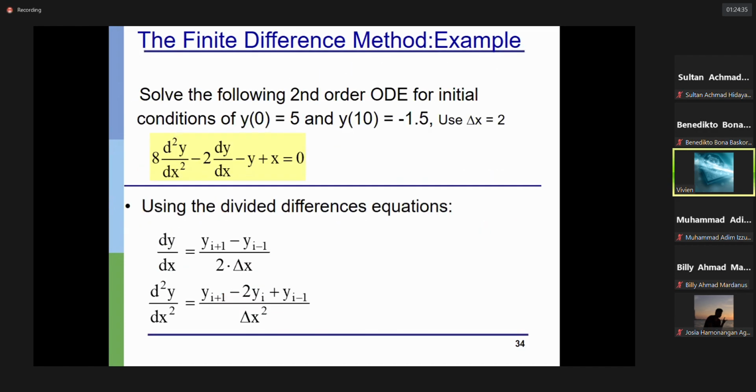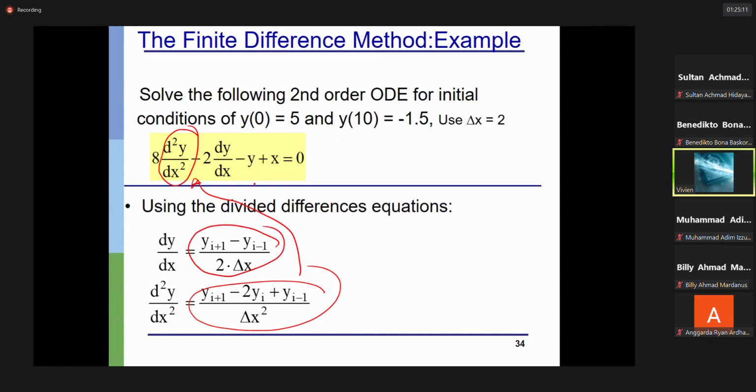Okay, so we will see the explanation here. Say we have an example, a slightly different example here. We have a second order ODE. Now we have the second derivative, so we can substitute it with this second derivative: y i plus 1 minus 2 y i plus y i minus 1 over delta x squared. So we substitute it here. And we have minus 2 dy over dx, in which dy over dx here will be y i plus 1 minus y i minus 1 over 2 times delta x.